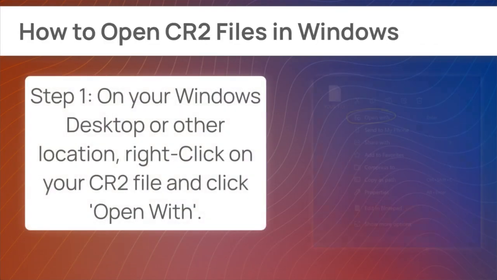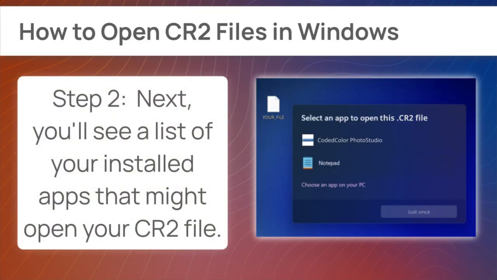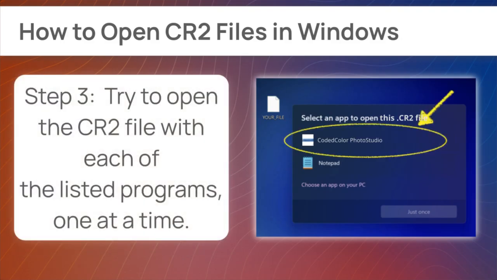To unlock this specific file type, right-click your CR2 file and select Open With. If Coded Color Photo Studio is available, use that first. If it's missing, choose another program. We are looking for the software that recognizes the header.